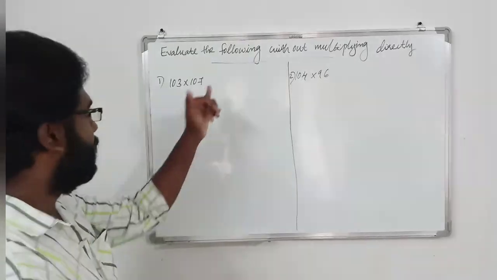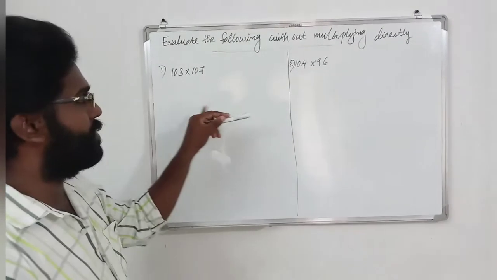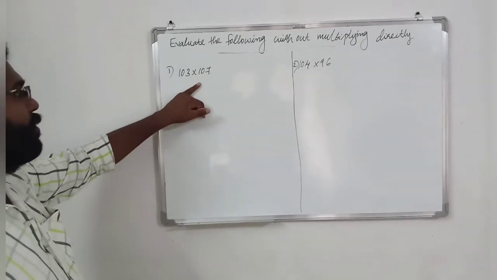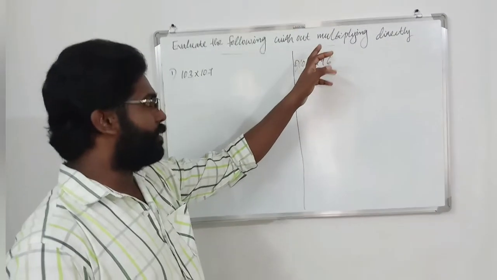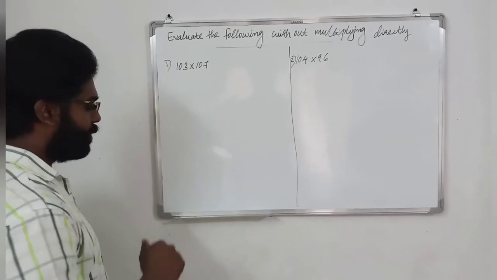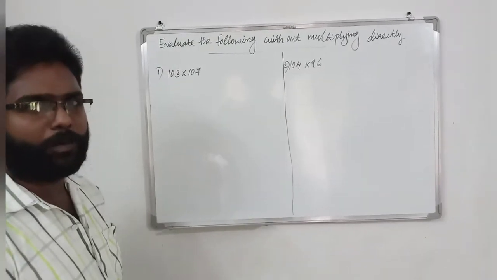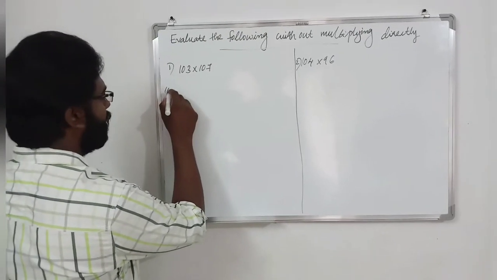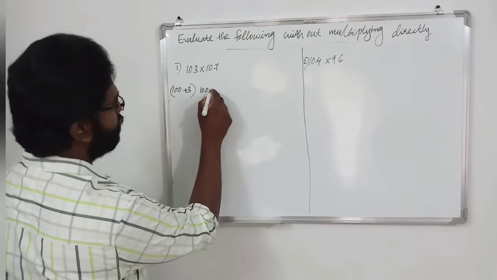Next question, evaluate the following without multiplying directly. You already did this type of question in the previous years. You can recollect them. Okay, first question, 103 into 107. Don't multiply directly, we can use identities. The use of identities simplifies difficult problems in an easier way. 103 into 107, we can write as (100 plus 3) into (100 plus 7).